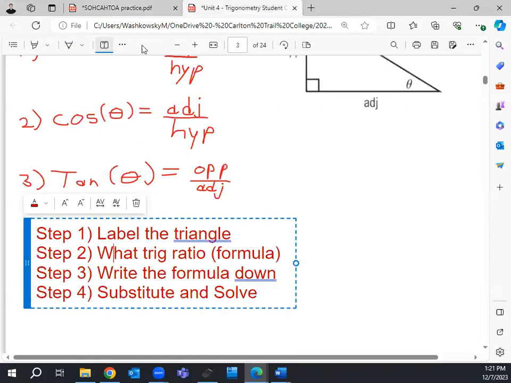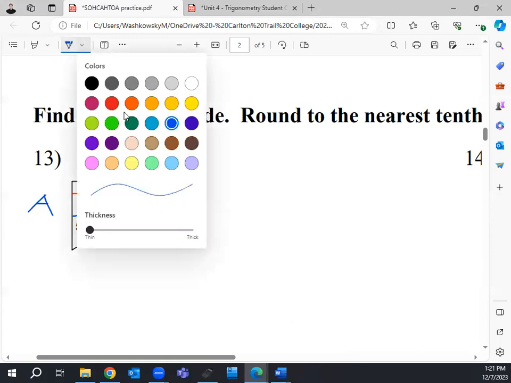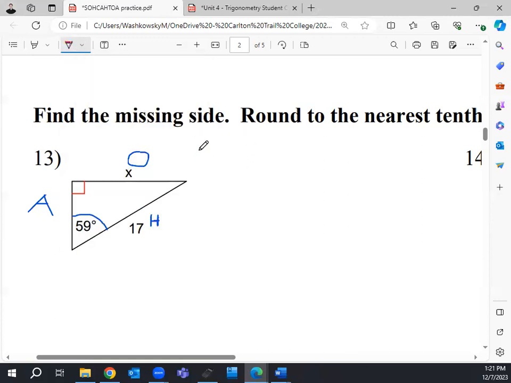Now the question is, what trig ratio do I use? Which two sides here have something attached to them? The 17, the hypotenuse, has a number, so I can use that. The other one has an x, which is what I'm trying to find. So I don't care about the adjacent right now. I only need those two, O and H.